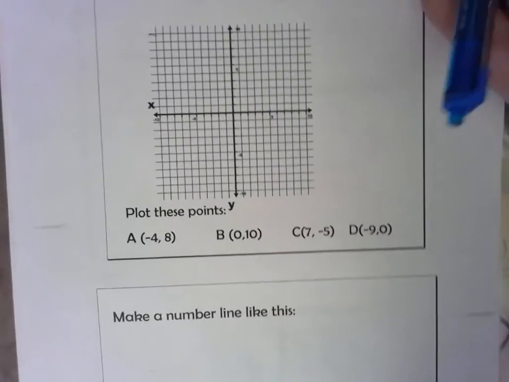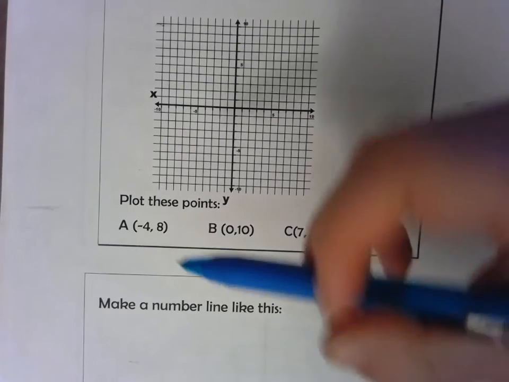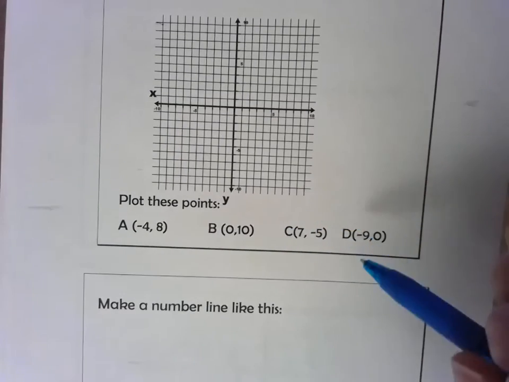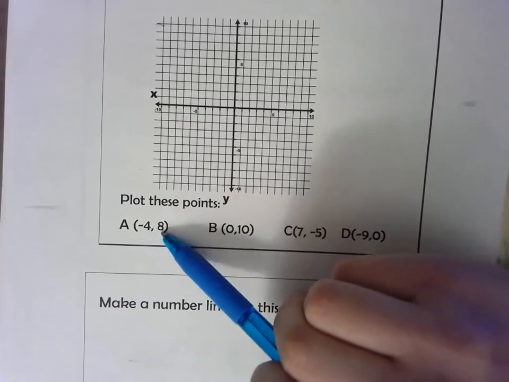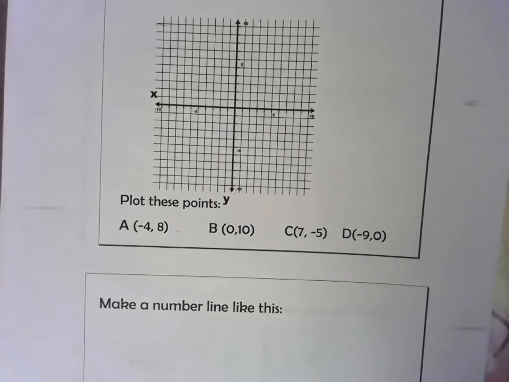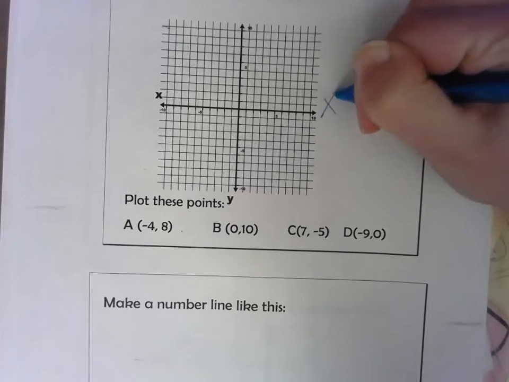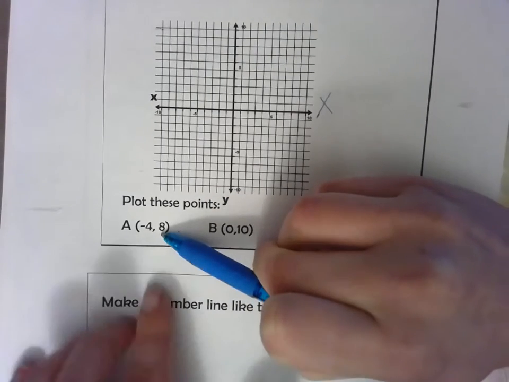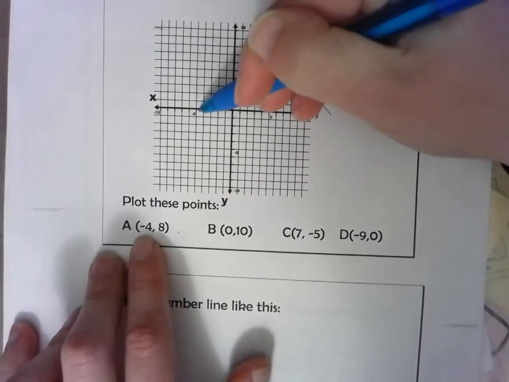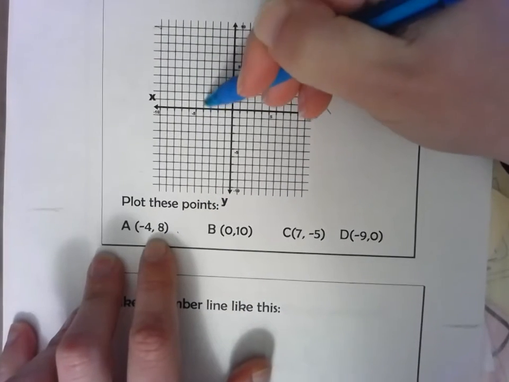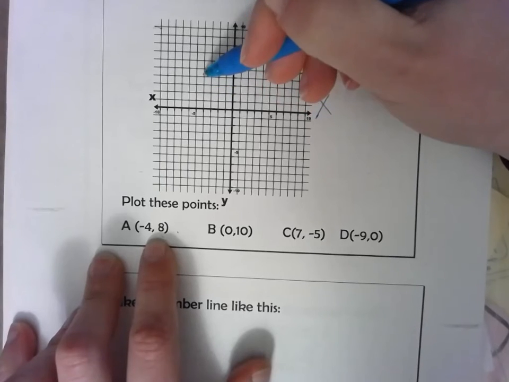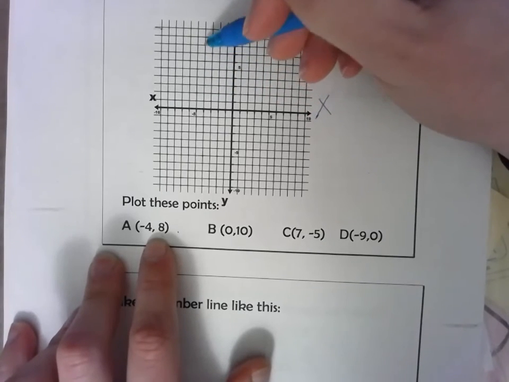Now let's turn the page. Alright, plot these points. Remember, x comes first in the alphabet, x, y, z. X comes first, then y, so x, y. And x makes a cross. If we write an x, it makes a cross, so we have to go across first. So the first one is saying negative 4, and then we go up to 8. 1, 2, 3, 4, 5, 6, 7, 8.